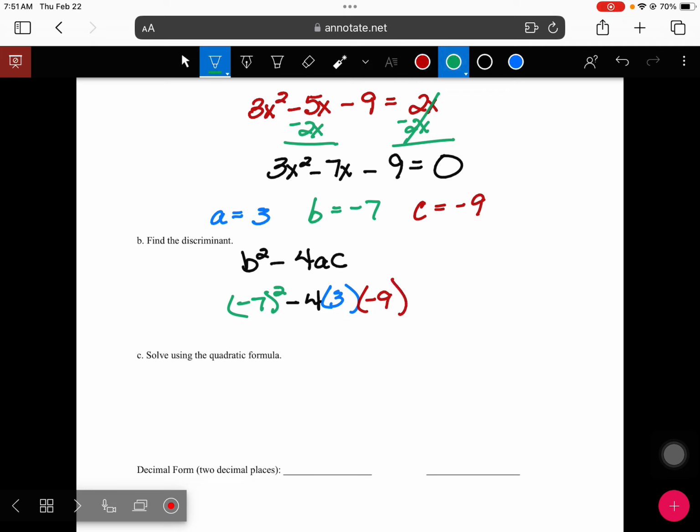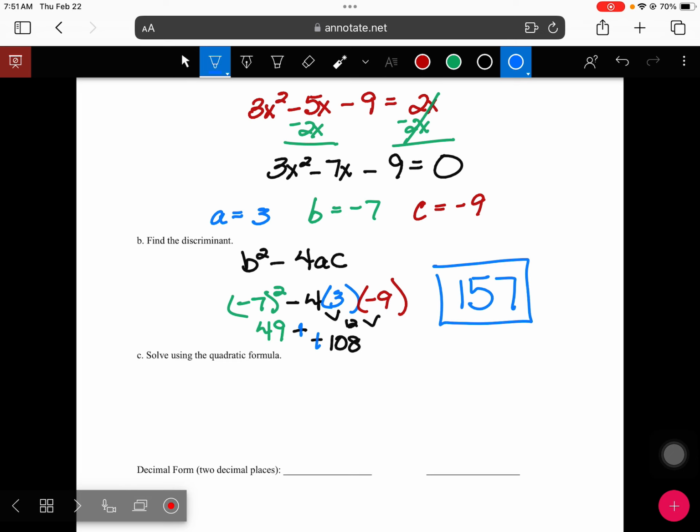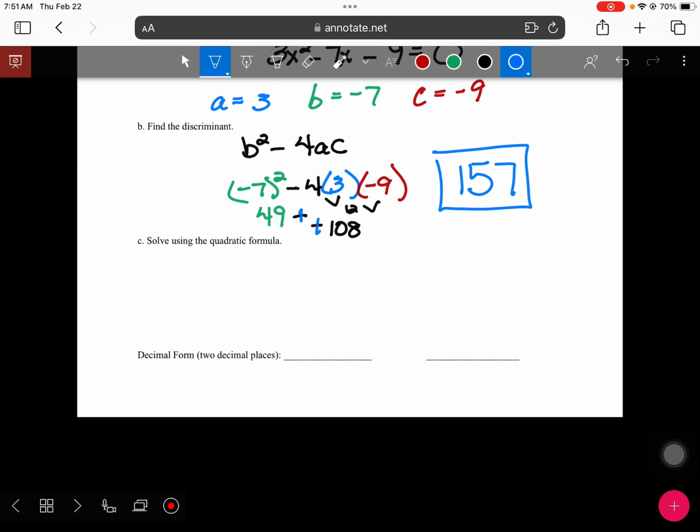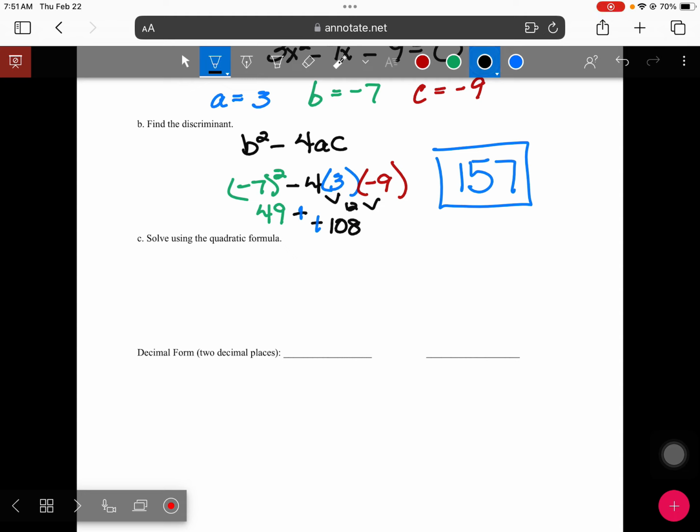So negative 7 squared is 49, minus 4 times 3 is 12. 12 times negative 9 is negative 108. Check my math. Add the opposites. 49 and 108 looks to be 157. I don't think that's a perfect square root, unfortunately. So then we do quadratic formula.